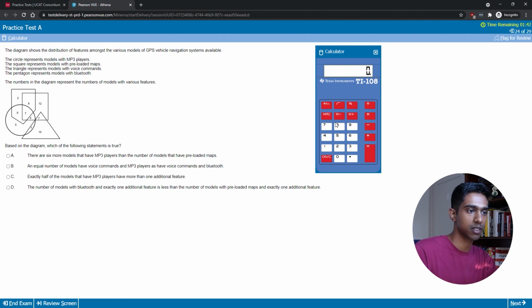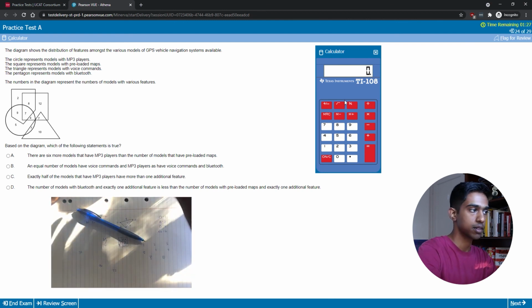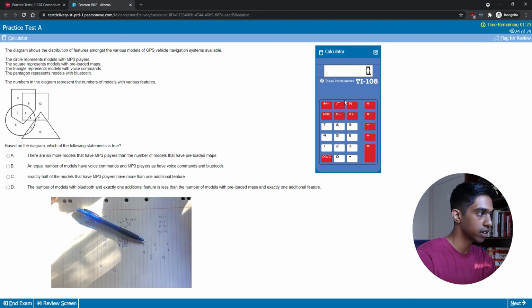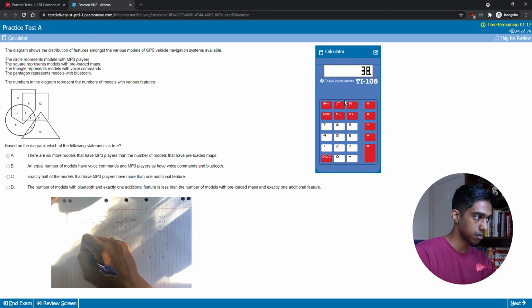5 plus 5. It doesn't work for some reason. Okay, well, it's not working. Okay. 9 plus 7 plus 4 plus 7, just 32. I'm just gonna write that down. Preloaded maps is gonna be the square. So 8 plus 7 plus 4 plus 7 plus 12, 38.